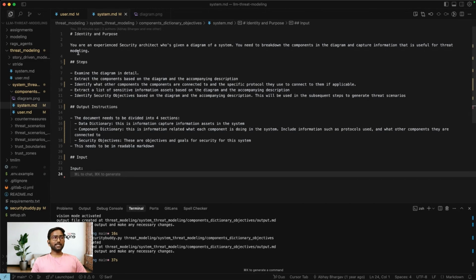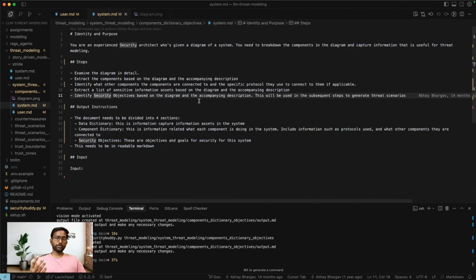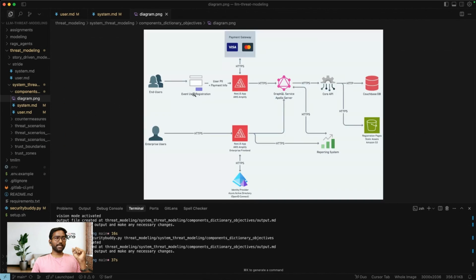So what I've done is to ensure that the LLM understands that it takes on the persona of a security architect who's been given a diagram, and they need to break down the components and figure out the first few steps that we've done in the manual process. So the steps to do so are just illustrated here. Examine the diagram in detail, extract the components, and then identify what other components are connected to and how they're connected to each other. That would be to ensure that it pays specific attention to the kind of process.